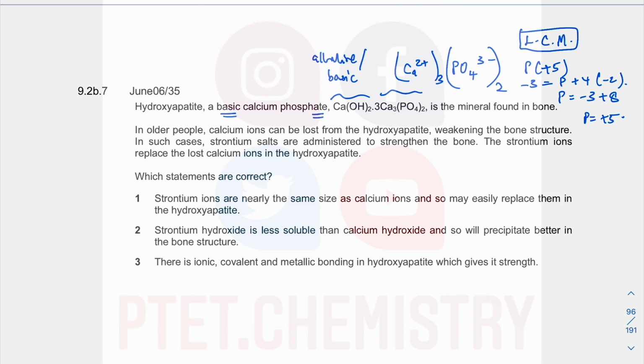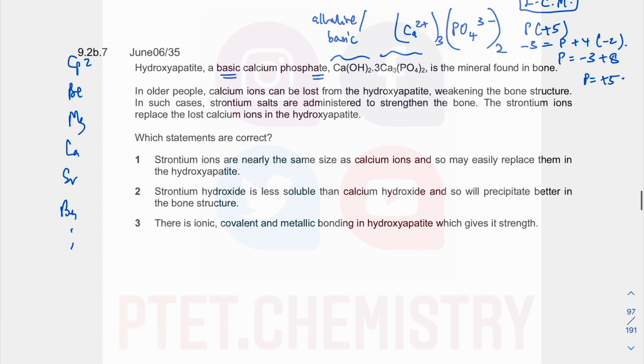So what do we know about strontium? In group 2, you have beryllium, magnesium, calcium, strontium, barium, and so on. Radium, I think, below it. Which statements are correct? So we want the strontium to replace the lost calcium ion.